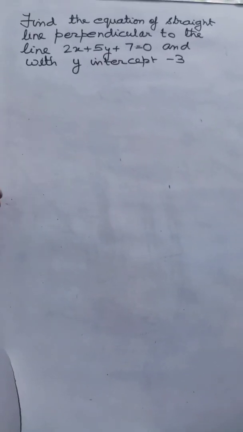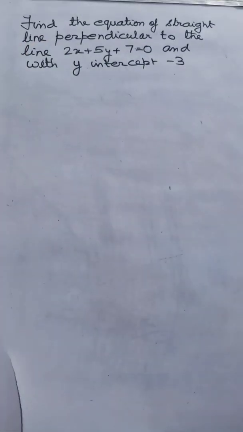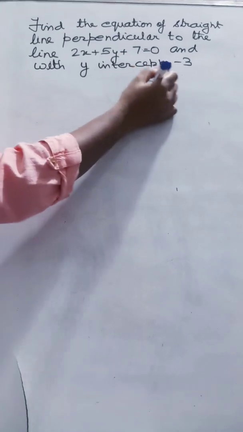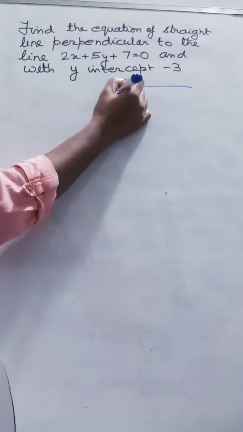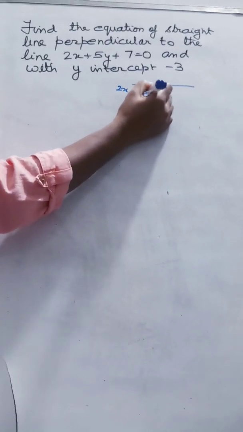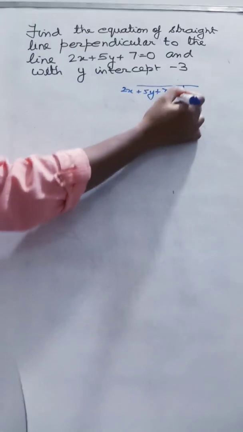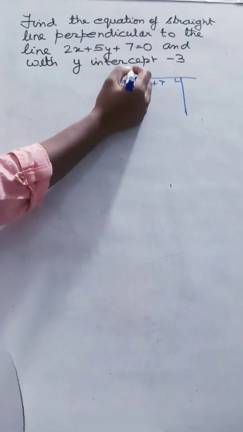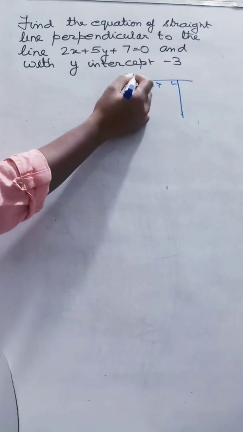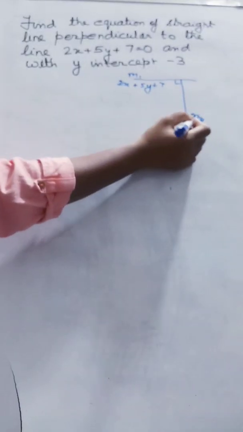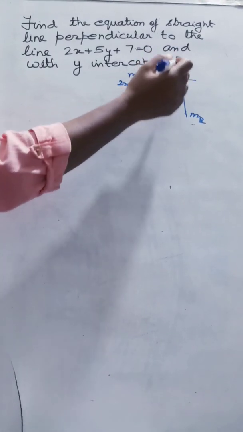We have the question here: find the equation of a straight line perpendicular to the given line and with y-intercept -3. Here a line is given, that is 2x plus 5y plus 7. We need to find the equation of the perpendicular line. If they are perpendicular, first we will find the slope here, and then the negative reciprocal will be the slope here, and the y-intercept is given.